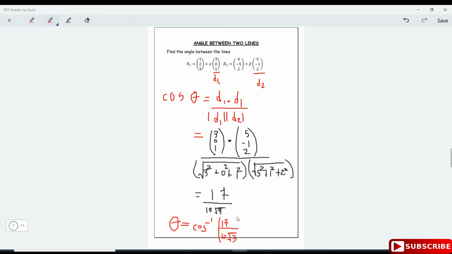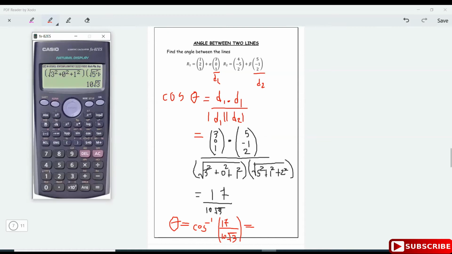Again, you know me, I'm not going to be doing this by hand. I'm actually just going to put it in the calculator, because the calculator is so easy, it is so nice. So let's work it out. We press shift, cos inverse, fraction button. This is now 17. Press the down button over 10 times the root of 3.